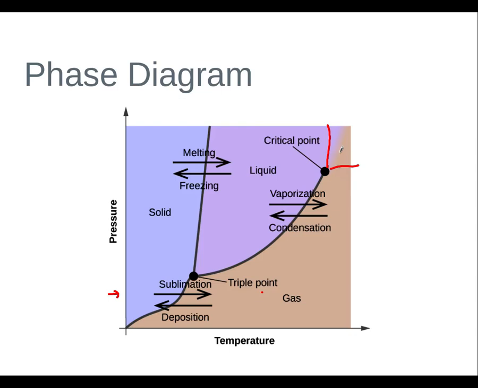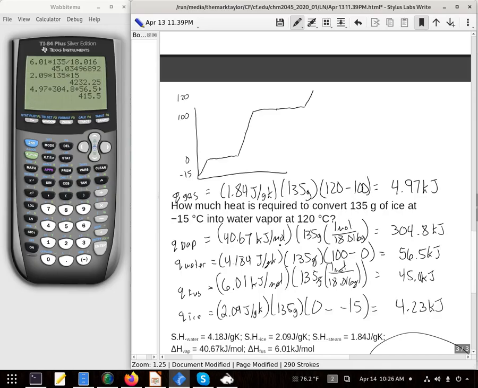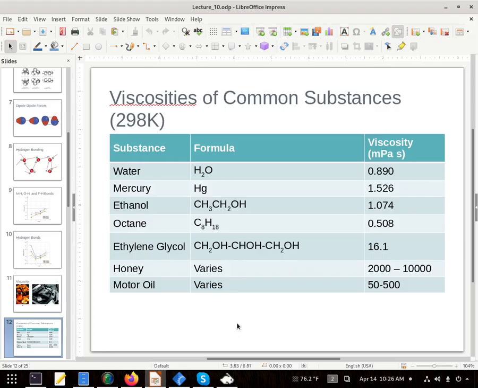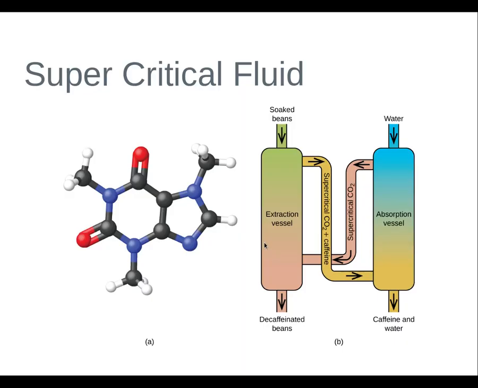Now it has some interesting properties. We use it to actually remove caffeine from coffee. And we can do this from green coffee beans, so unroasted. So what we do is we put our beans in this extraction vessel. Well, that's interesting. I must have bumped stop. That's okay. It's right here. But we put our beans over here in this extraction vessel.